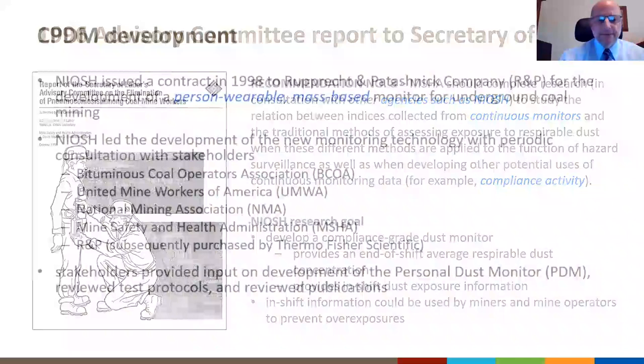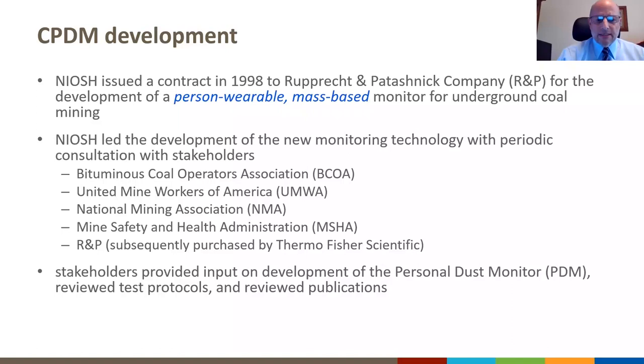So as far as the development of the dust instrument, NIOSH issued a contract in 1998 to a company called Rupprecht and Patashnick, R&P, to develop it. It had to be person-wearable and a mass-based monitor for underground coal mining. NIOSH led the development of this instrument with periodic consultation with a number of stakeholders, including the Bituminous Coal Operators Association, United Mine Workers of America, National Mining Association, MSHA, and of course R&P, which was subsequently purchased by Thermo Fisher Scientific. During periodic meetings with these stakeholders, they provided input on the design of the instrument and test protocols, and also reviewed publications. Next slide, please.